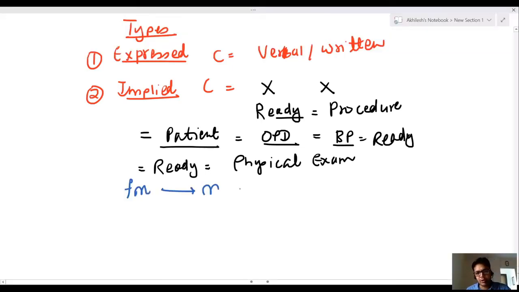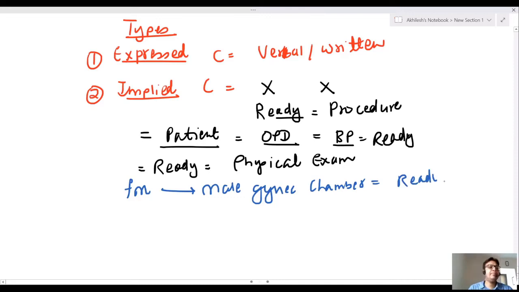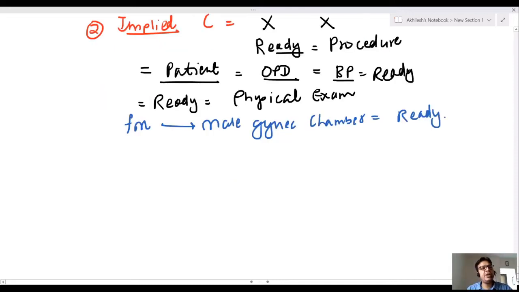A female patient going to a male gynecologist's chamber. That means the female patient is ready to get examined by the male doctor. This is implied consent.